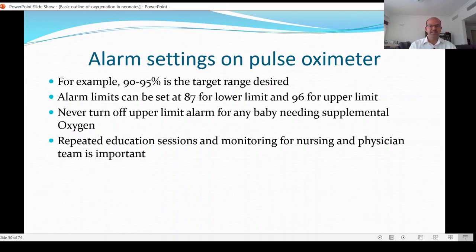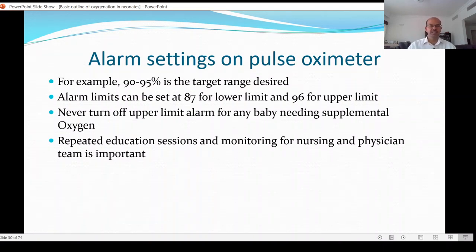The alarm limits can be set at 87 for the lower limit and 96 for the upper limit, as we use in my unit. And this is, as we discussed, you don't want it too close to the target range. You don't want it too narrow as well. But at the same time, the upper limit should be always set for any baby needing oxygen. So if your baby is having even a low level of oxygen, you need to keep the upper limit on, because you don't want hyperoxia.